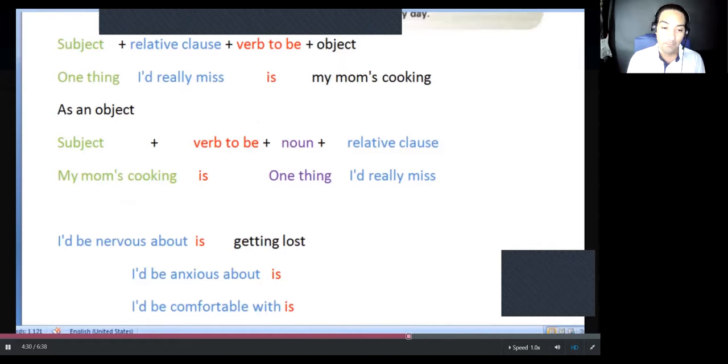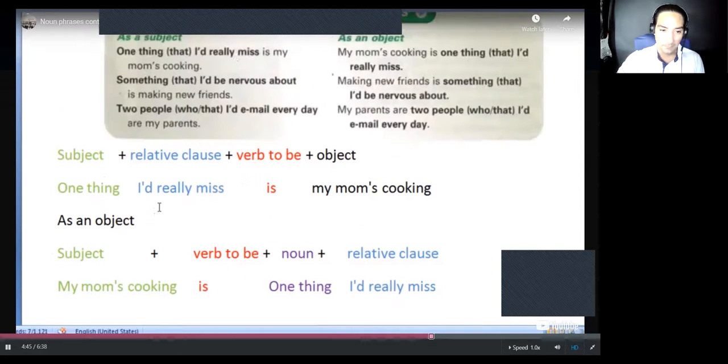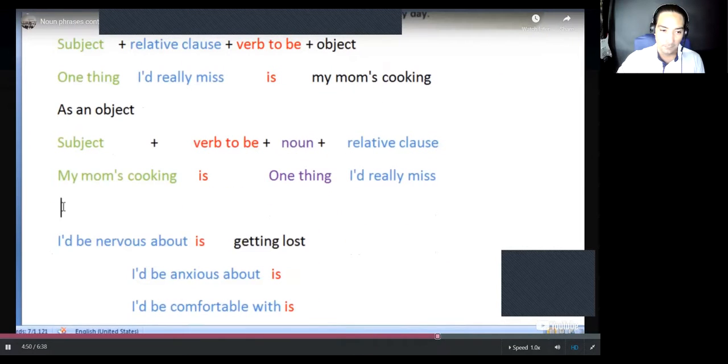If we look at our previous examples, the ones that we did in our previous lesson, in which we said, "One thing I'd be nervous about is getting lost." So let's say that I wanted to change this idea and I wanted to use this noun phrase, but now being used as the object, all right? And so let me write that idea down.